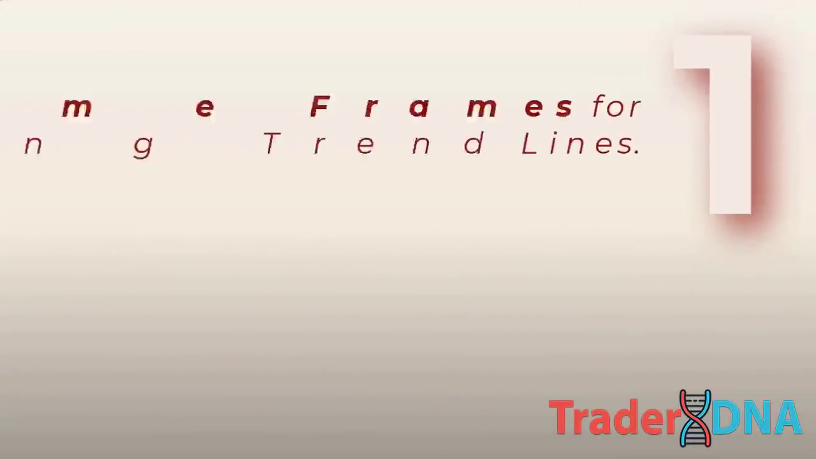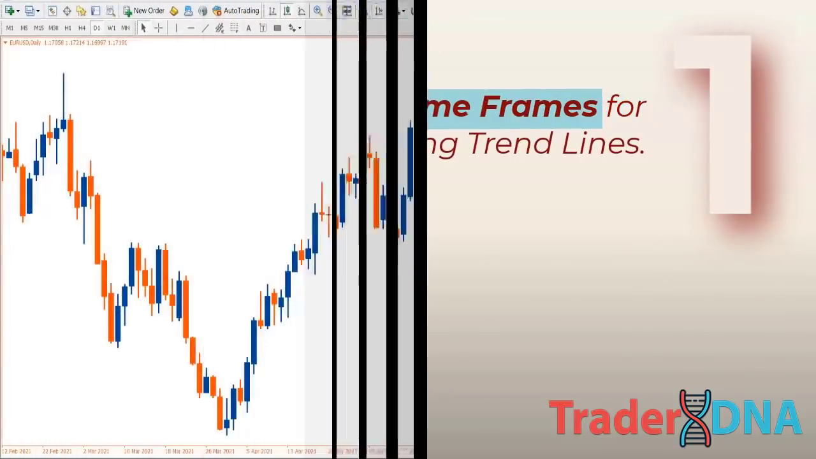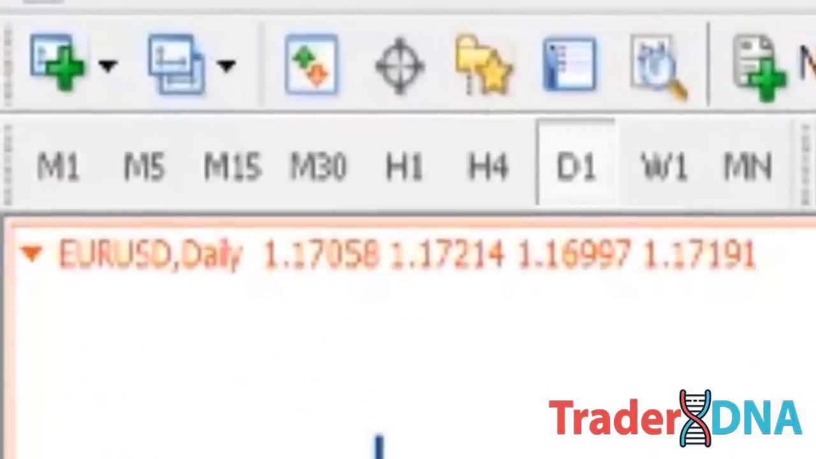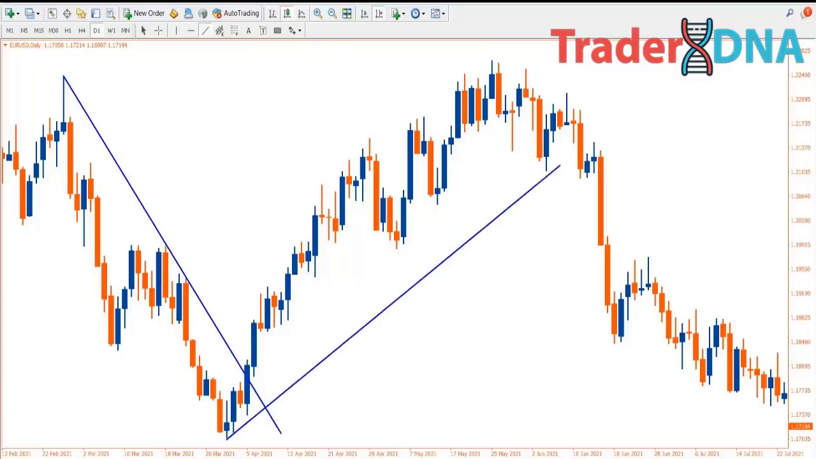First, use the higher time frames for drawing trend lines. Just about everything I do in the forex market begins on the daily time frame, and drawing trend lines is no exception. One reason I prefer the daily time frame for drawing trend lines, besides the fact that I do most of my trading from this time frame, is that it represents an extended period of time.